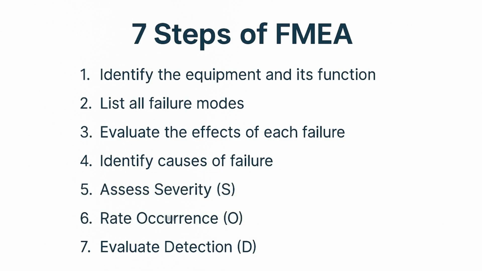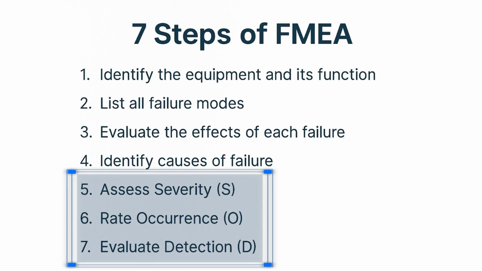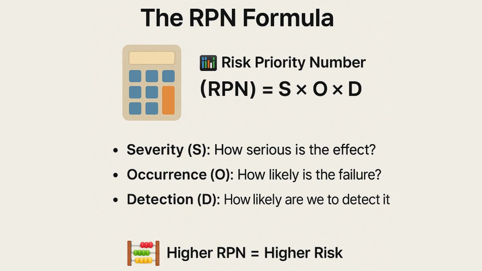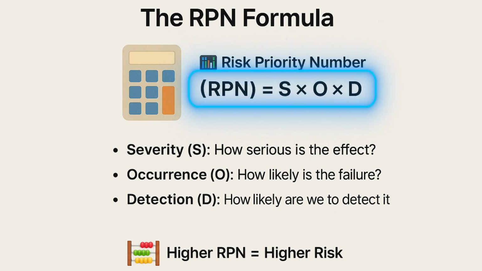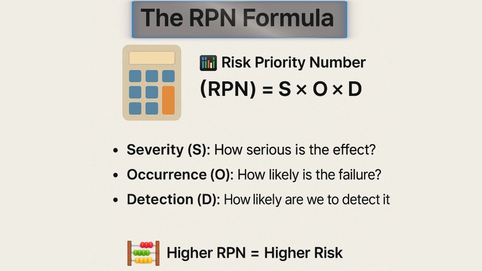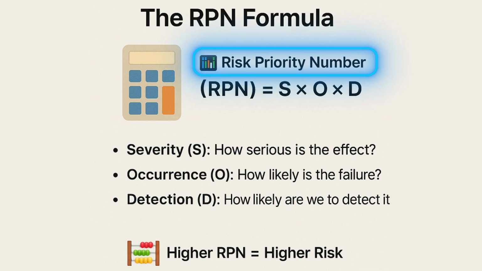In the last three steps, we discussed three types of evaluation: one is severity, one is occurrence, and another one is detection. Let's assume that we rate any kind of failure by giving numbers out of 10. Once you multiply these factors, that is severity, occurrence, and detection, it will give you one number. That number is known as the RPN, which means risk priority number.